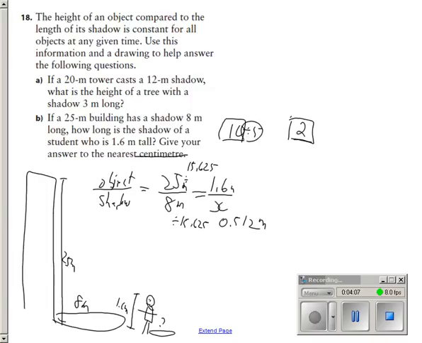So 0.512 meters is actually 51.2 centimeters, because there's 100 centimeters in a meter. So half a meter would be 50 centimeters, and 0.512 meters is 51.2 centimeters. Congratulations, you finished the review.